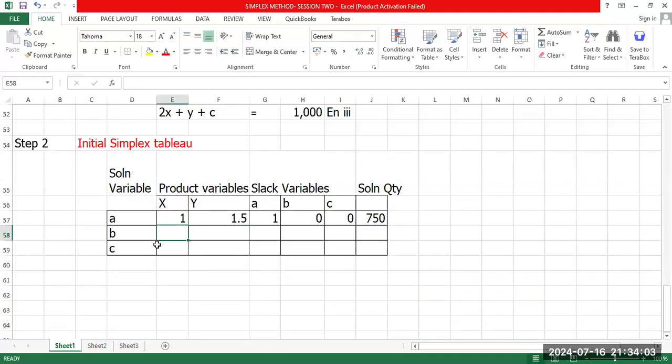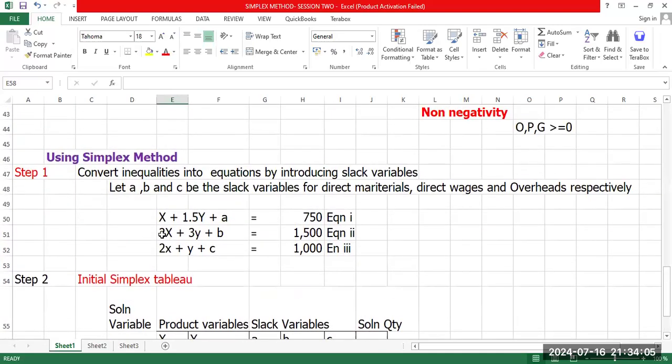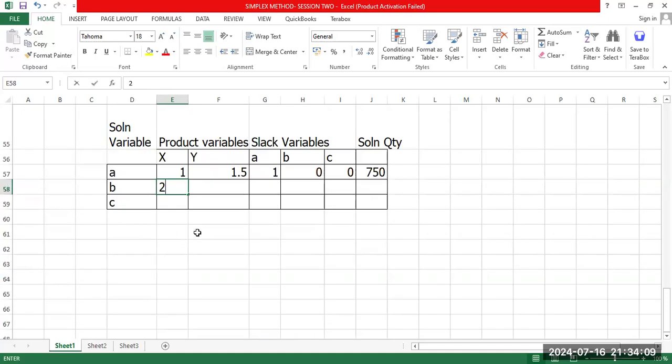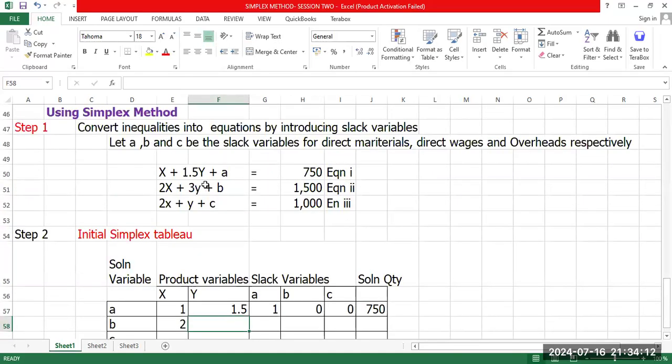Then for the next one, you come back to equation 2. The value of X is 2. The value of Y is what?